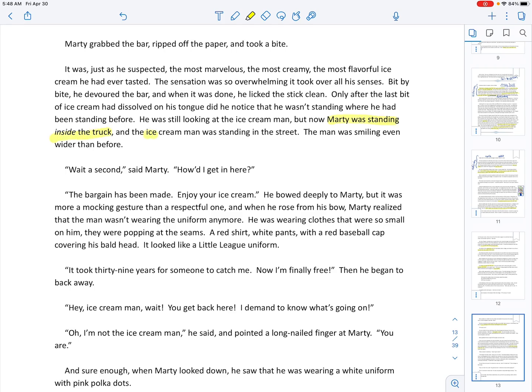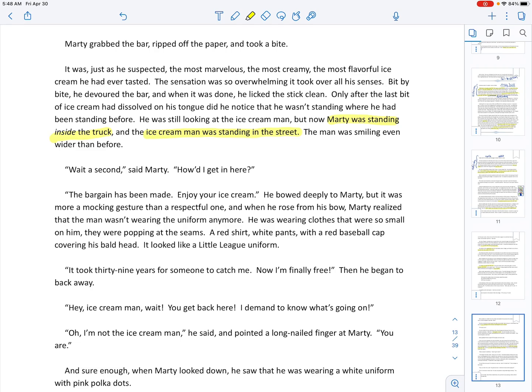And the ice cream man was standing in the street. The man was smiling even wider than before. "Wait a second," said Marty. "How'd I get in here?" "The bargain has been made."